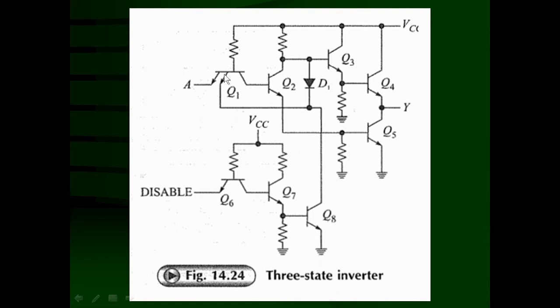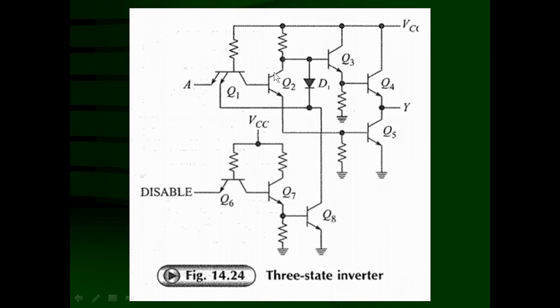Because this is at a ground potential, the base-emitter junction of this emitter is going to be forward biased, and hence here the potential will be 0.8 volt only, which is insufficient to drive this transistor Q2 as well as Q5 into conduction. So Q5 is going to be open circuit, or it is not conducting, it is off, and hence output Y is disconnected from the ground.